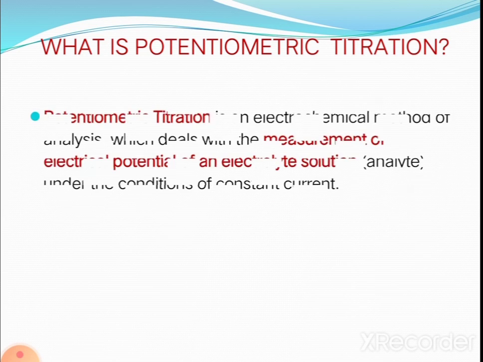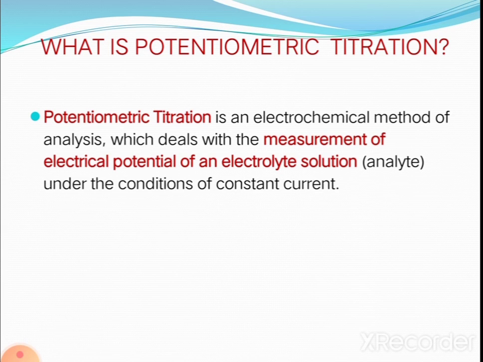Now what is potentiometric titration? We are going to perform the potentiometric titration. What is the meaning of potentiometric titration? Potentiometric titration is an electrochemical method of analysis which deals with the measurement of electrode potential of an electrolytic solution, I mean to say the analyte, under conditions of constant current.